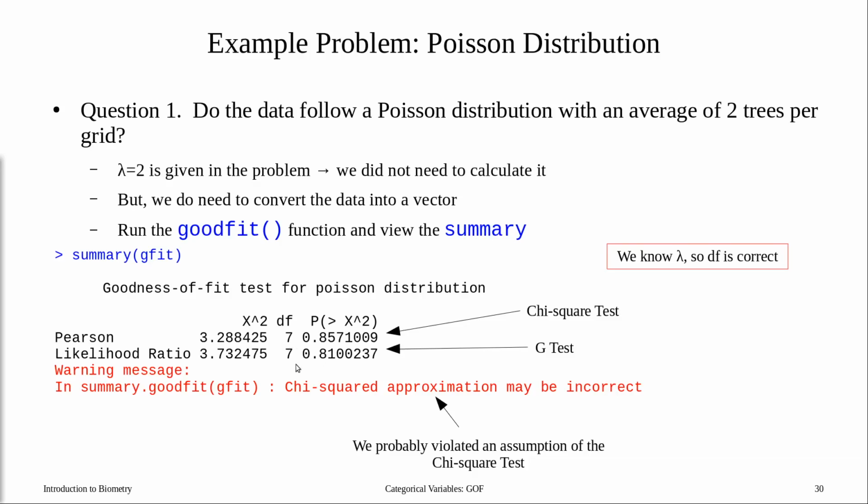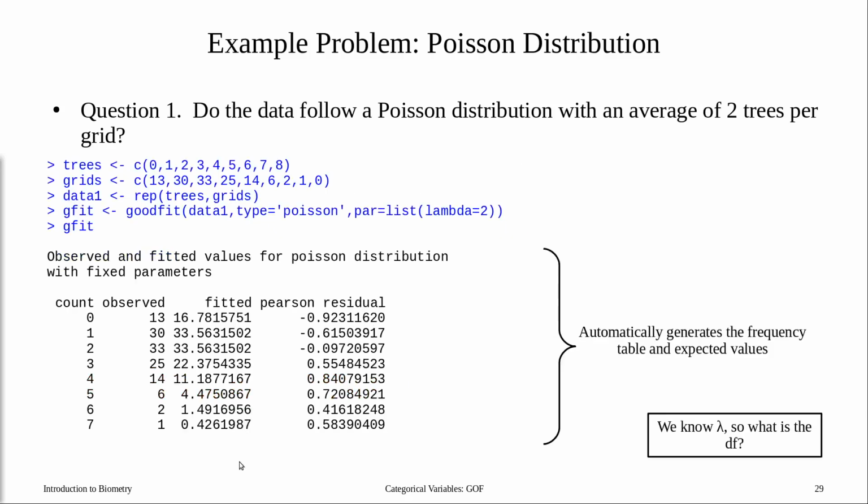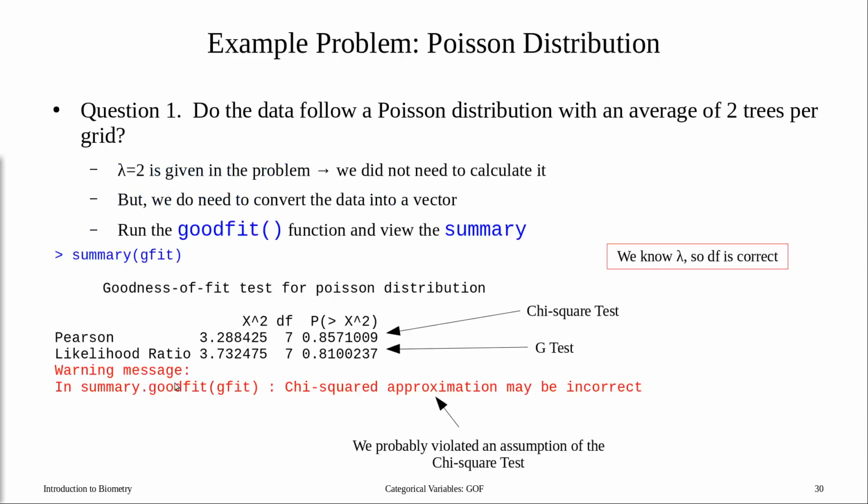So we know our lambda, we gave it, so degrees of freedom will be correct. Note, we also get a warning message here, and that warning message is likely due to this category. We saw less than 1, or we expect less than 1. That violates our chi-square. That's why it produces a warning message. So for this problem, we should probably use the g-test.